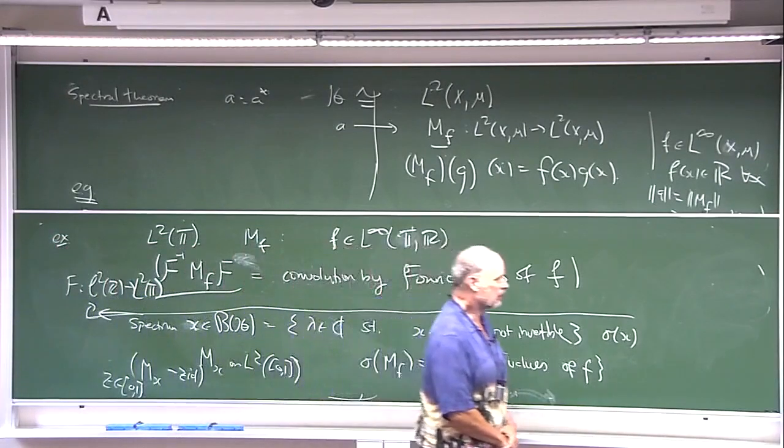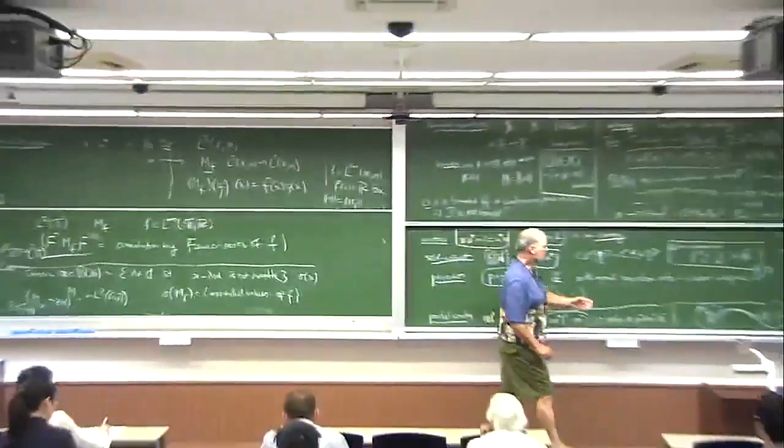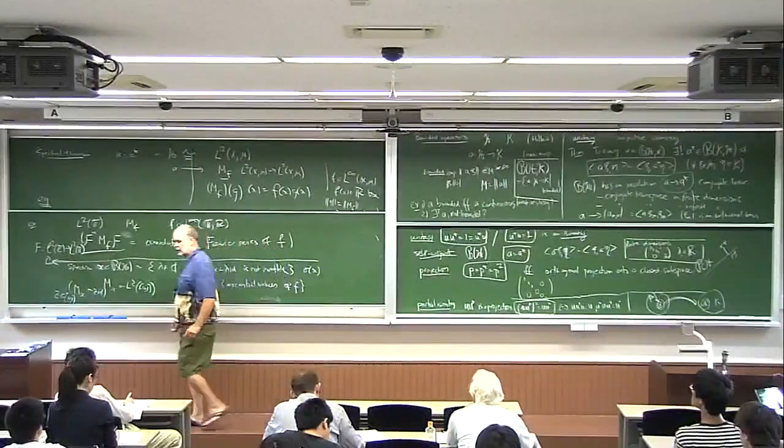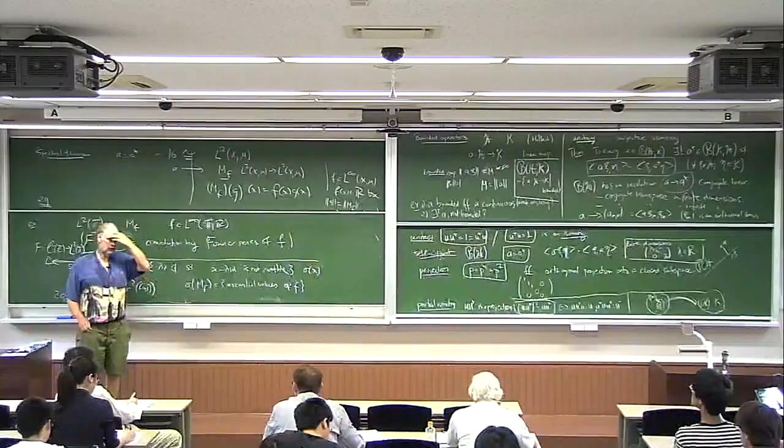Once again, in finite dimensions, everything is very simple. The spectrum is just these eigenvalues. Does that answer the question? Okay.